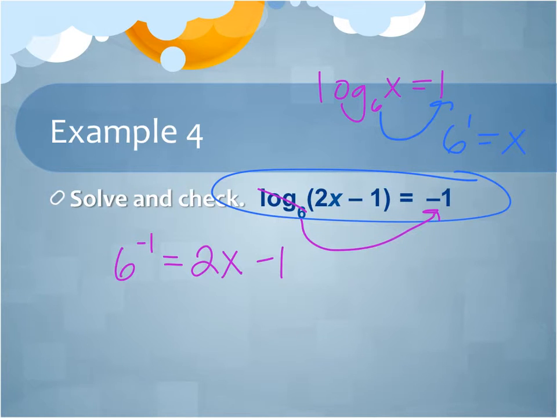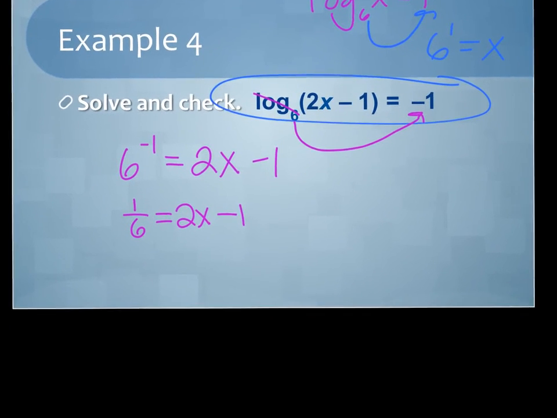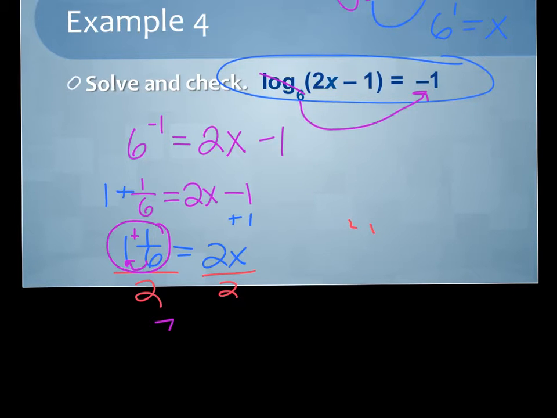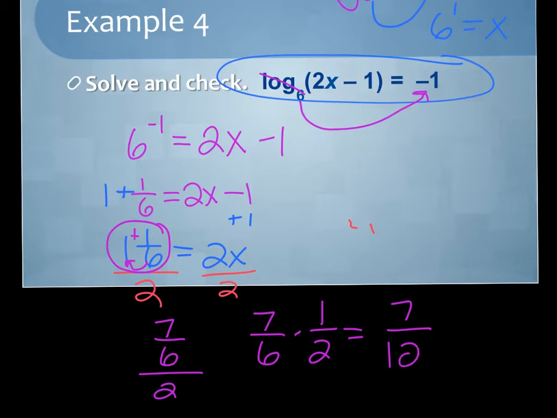So what is 6 to the negative 1? 1 over 6. Good. Then what? Add the 1, so I get 1 and 1/6. Good. And then divide by 2, which is the same thing as multiplying by a half. So I can convert this into an improper fraction. 6 times 1 is 6, plus 1 is 7/6, divided by 2, which is the same thing as 7/6 times a half. And I get 7/12.